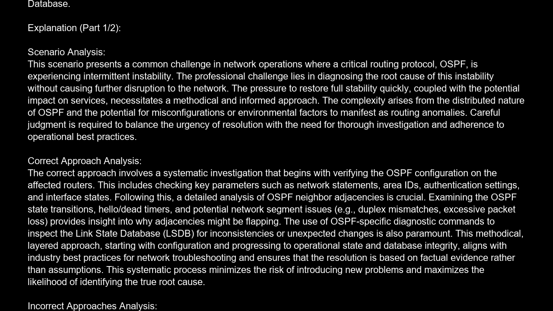The use of OSPF-specific diagnostic commands to inspect the link state database, LSDB, for inconsistencies or unexpected changes is also paramount. This methodical, layered approach, starting with configuration and progressing to operational state and database integrity, aligns with industry best practices for network troubleshooting and ensures that the resolution is based on factual evidence rather than assumptions. This systematic process minimizes the risk of introducing new problems and maximizes the likelihood of identifying the true root cause.